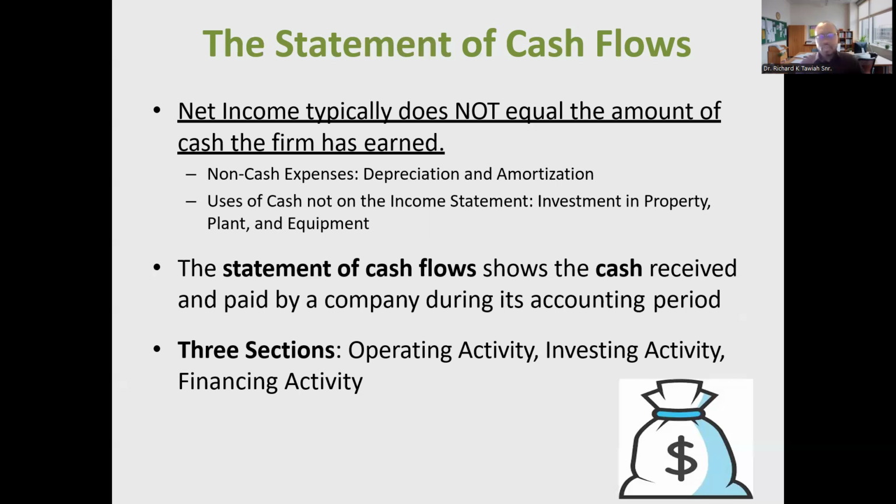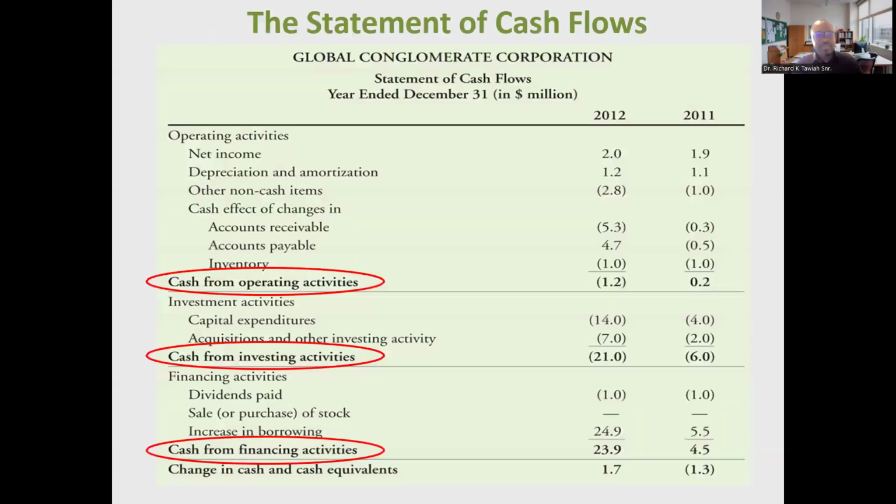Financing is the financing. So we take a loan, we get some additional shares. And sometimes we pay dividends to shareholders. That goes into the financing section. So a typical example here.